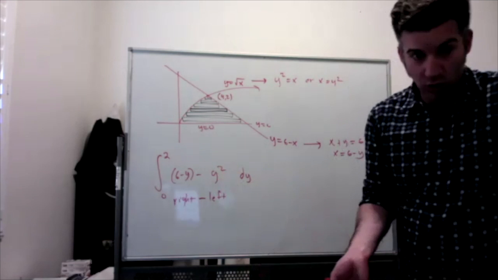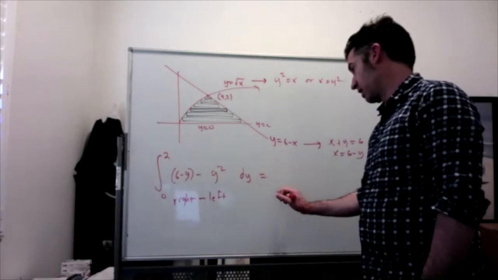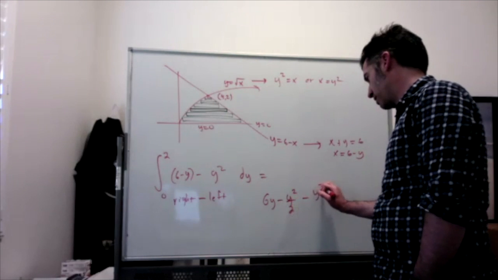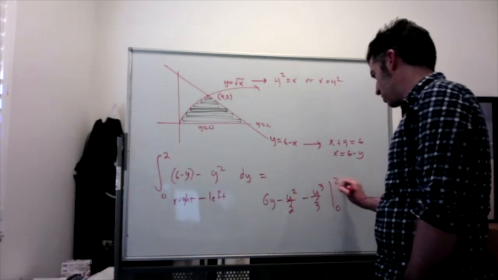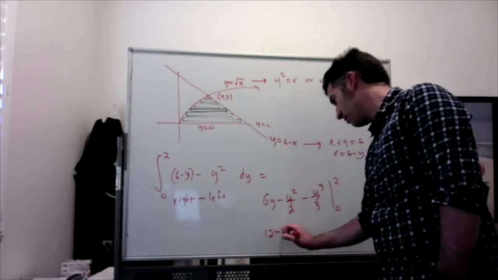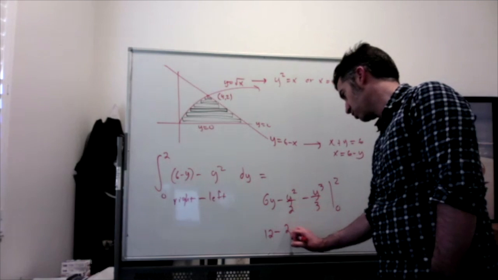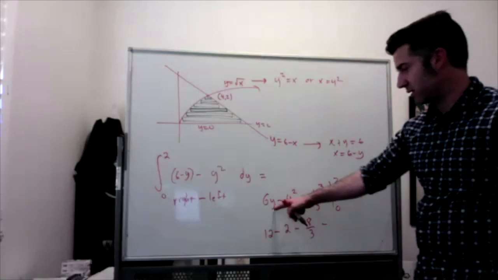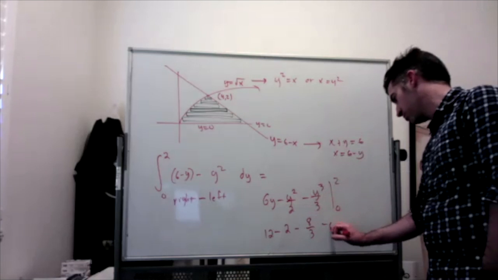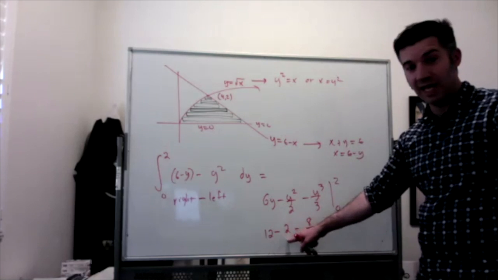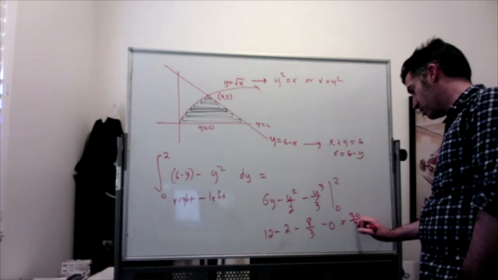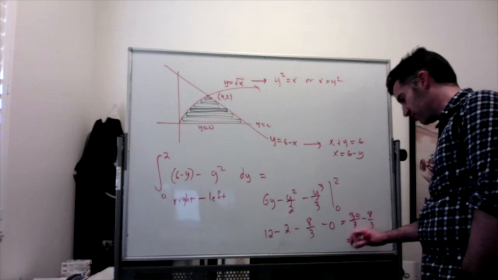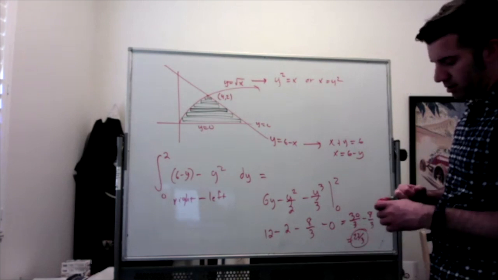Let's see if it's the same. It should be. So we're going to get 6y minus y squared over 2 minus y cubed over 3 from 0 to 2. I plug in 2, I get 12 minus 4 over 2 is 2 minus 8 over 3. Minus, if I plug in 0, I get 0 minus 0 minus 0. So don't forget the 0. So 12 minus 2 is 10. 10 is 30 thirds. 30 thirds minus 8 thirds is in fact 22 thirds. So we're good. All right.